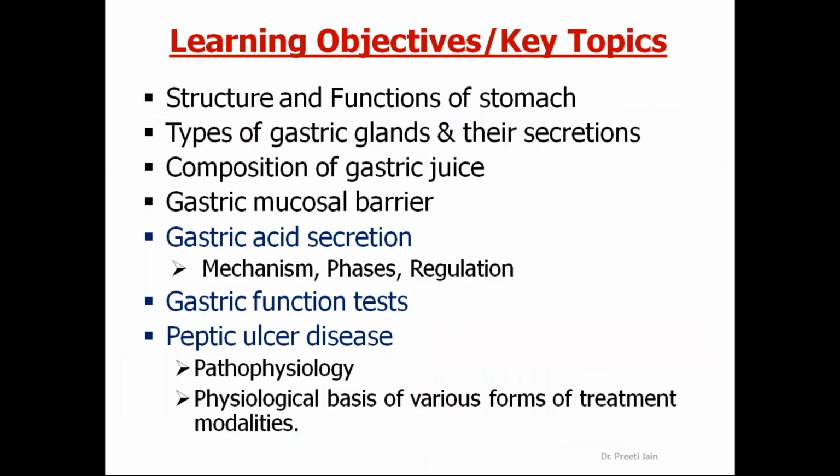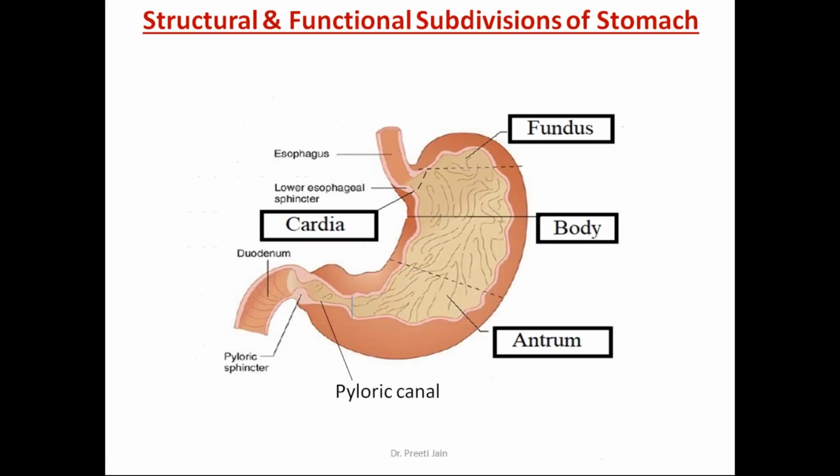So today, the learning objectives: this is just an introduction to your stomach topic. Before you go on to abnormal, you should be familiar with the normal things. The key topics which have come into focus are the structure and functions of the stomach, the gastric glands, their secretion, the composition of gastric juice, the gastric mucosal barrier, the mechanism, phase, and regulation of acid secretion, the gastric function test, and peptic ulcer disease. So all these topics would be covered today, right?